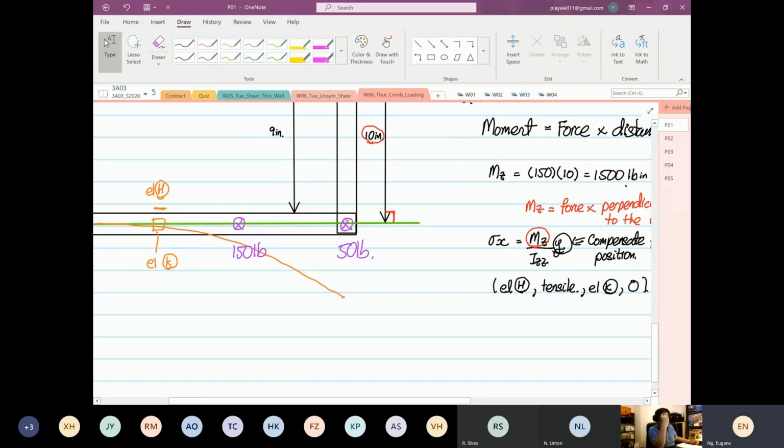Are we clear? Are you guys still having this lagging thing on your side, or is it getting better? Yeah, still lagging. But if I refresh, it helps.